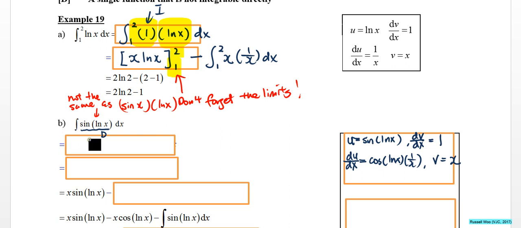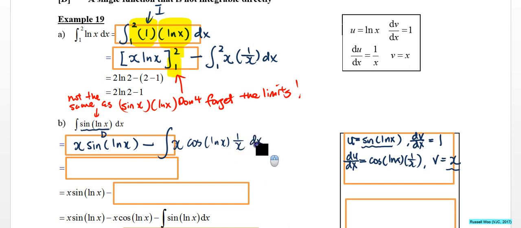After this, I will get u, which is this, times v. I'll get x sine ln x minus integrate u du dx times v. That means I have x cosine ln x times 1 over x dx. And you realize that x times 1 over x cancels and you get cosine ln x.